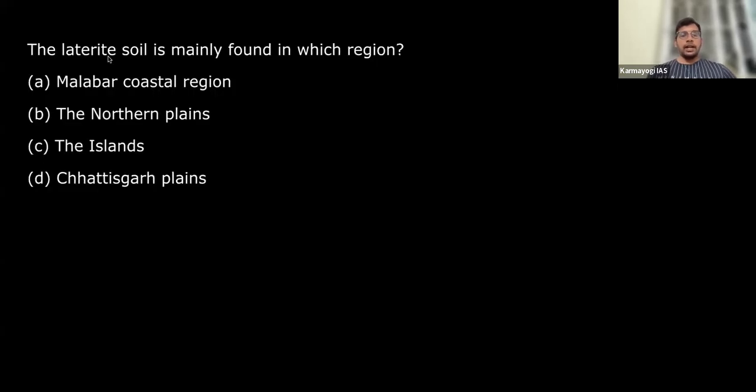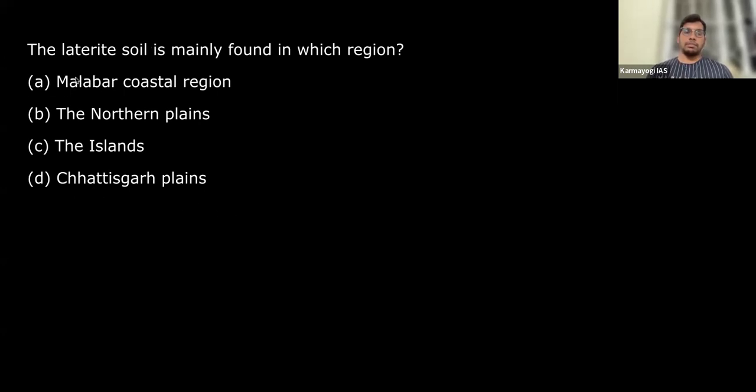Next one, the laterite soil is mainly found in which region? So laterite soils in India are present in which region? This is a UPSC previous year question, taken from 2007 or 2008. They are located in the Malabar coastal region. They are located in northern plains. They are located in islands. They are located in Chhattisgarh plains. So this is the question.